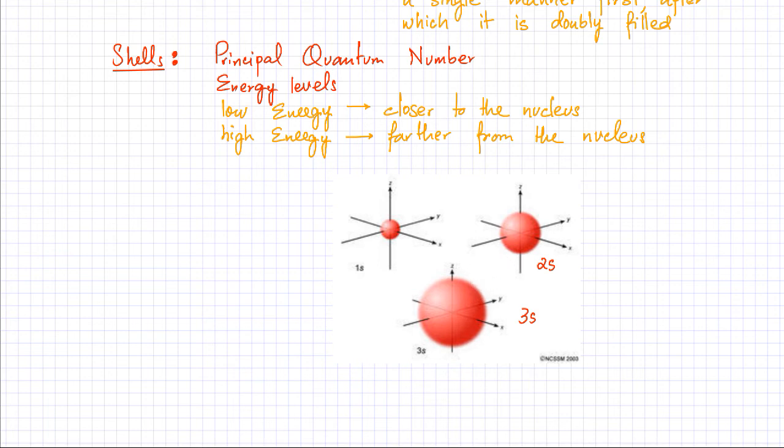So as the shells increase, the energy levels are going to increase. A lower numbered shell would have low energy. A higher numbered shell electron would have much higher energy.